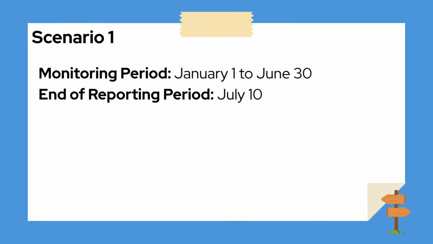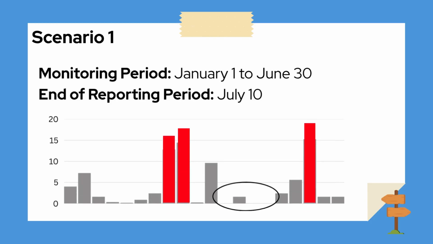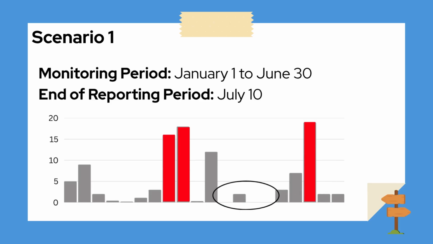Scenario 1. A system has a lead and copper monitoring period of January 1st to June 30th, with the reporting period ending on July 10th. This system is reviewing the results as they receive them and sees a trend where their 90th percentile value for lead is likely to exceed the lead action level.